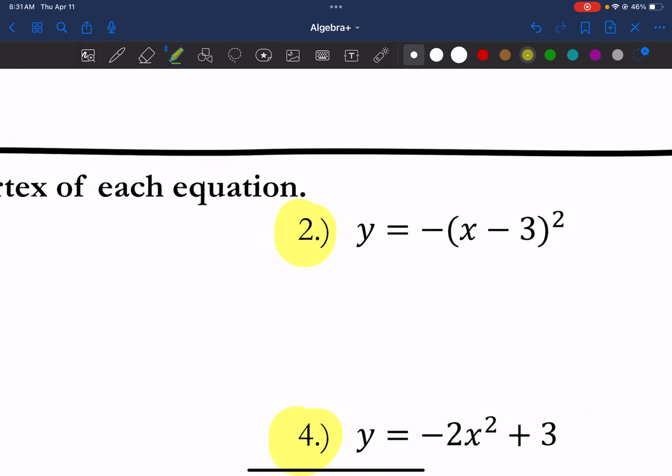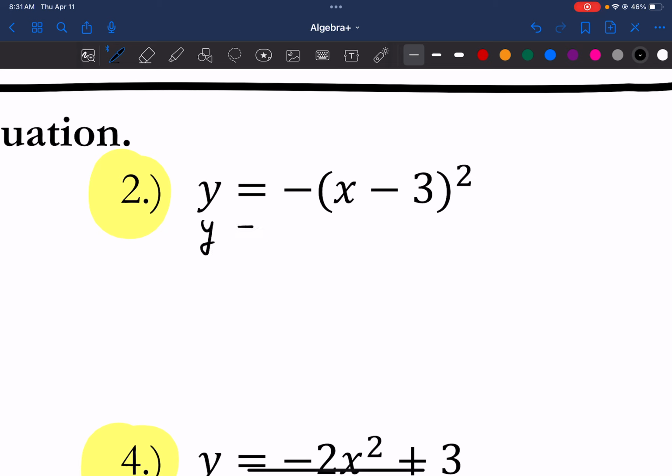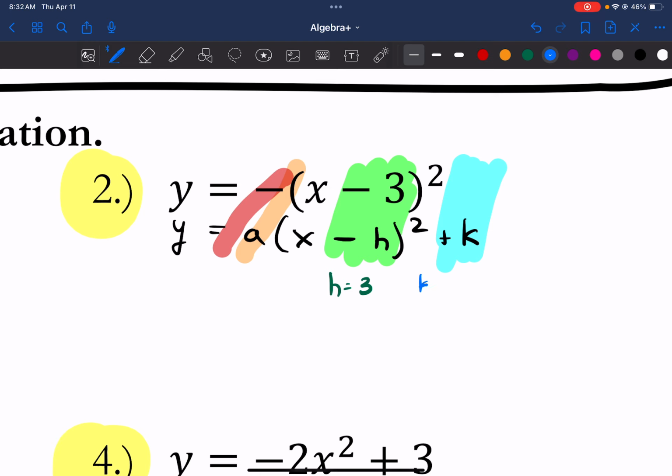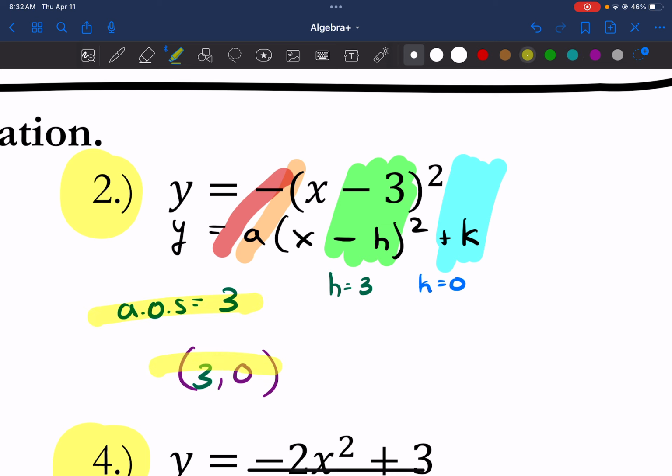Let's try that again for number 2. So I have y equals a times x minus h squared plus k. Let's line it up. I noticed something happened here with our signs, but a is still 1 because there's no number in front of here. H is, signs stayed the same, which means h is 3, right? Our signs are the same. Then we have k. There's nothing there, which means it was just plus 0, so k is equal to 0. So our AOS is equal to 3, and our vertex is 3, comma, 0.